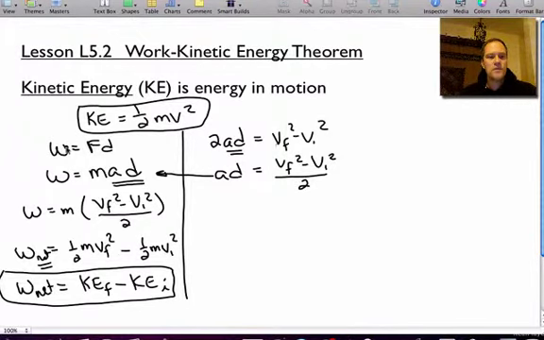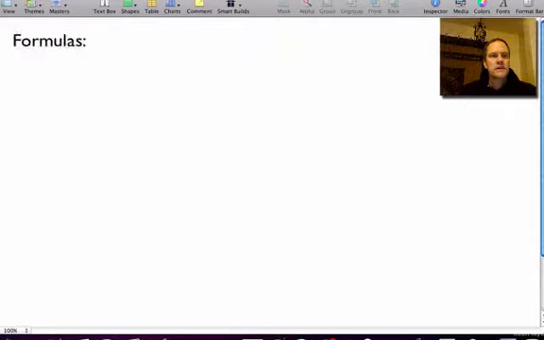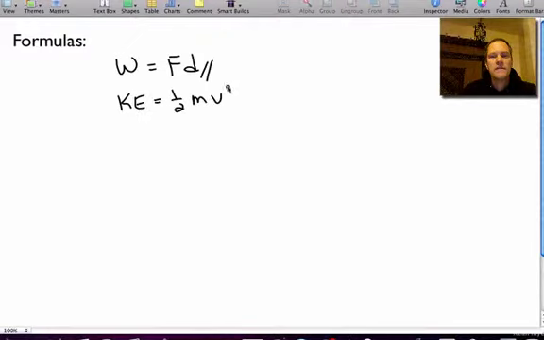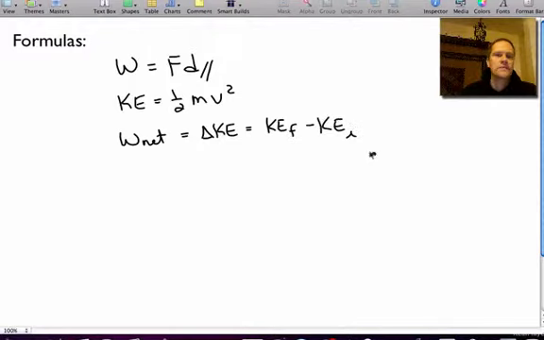So if we hop over to our next slide, rewrite our formulas, make sure we have our units set. Refresher, work in general is equal to force times distance. Remember, those need to be parallel to each other. Kinetic energy is energy in motion, which is 1/2 mv squared. And the work-energy theorem says that the net work done will equal the change, remember delta means change, of the kinetic energy, which we can write as the final kinetic energy minus the initial kinetic energy.